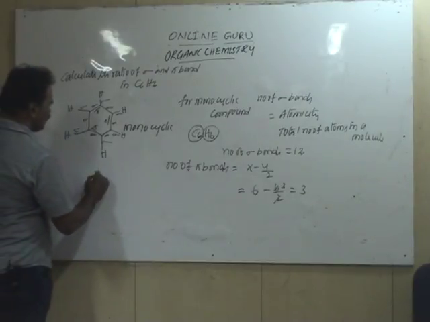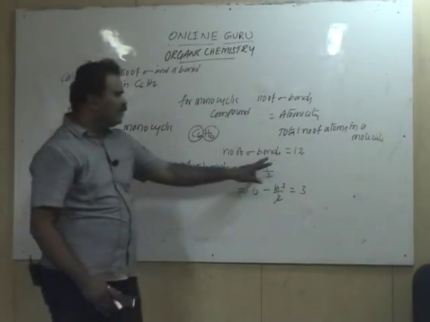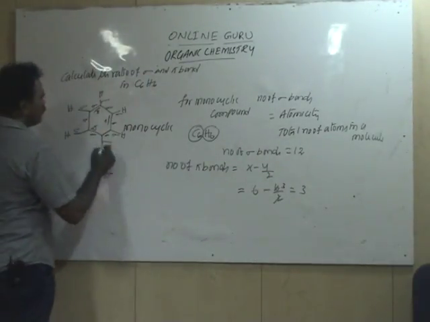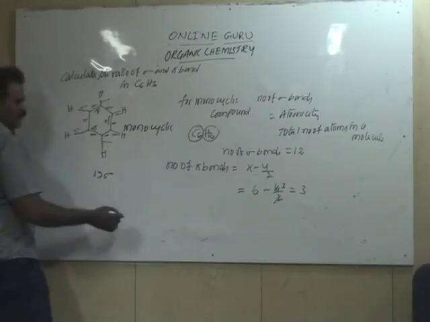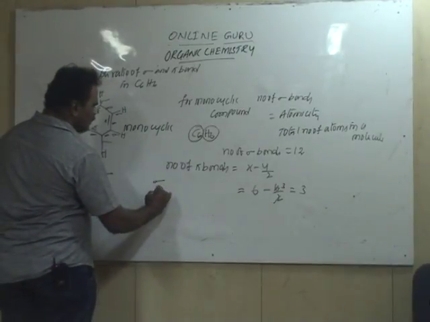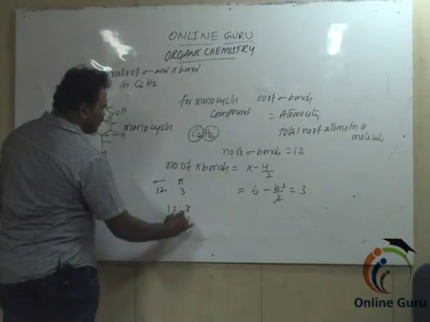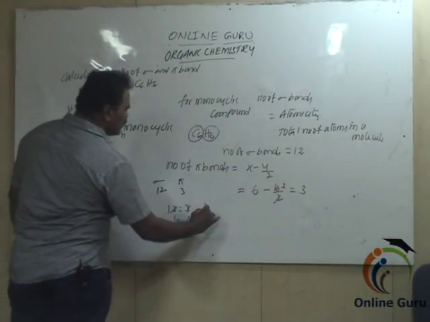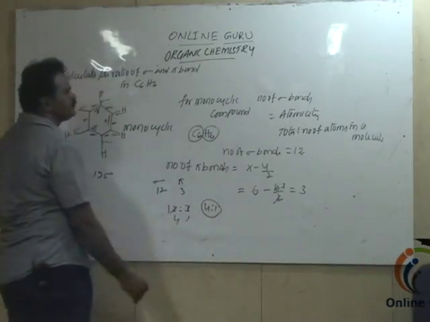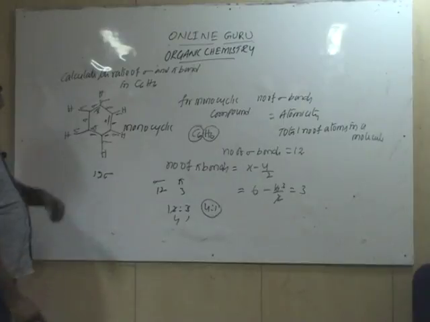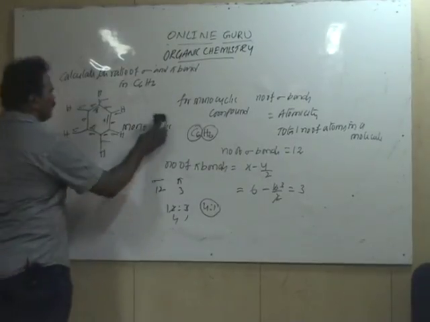We already calculated that the number of sigma bonds equals atomicity, 12. The number of pi bonds is 3. So sigma bonds equal 12 and pi bonds equal 3. The ratio of sigma and pi bonds equals 4:1. So this is the calculation of the number of sigma and pi bonds.